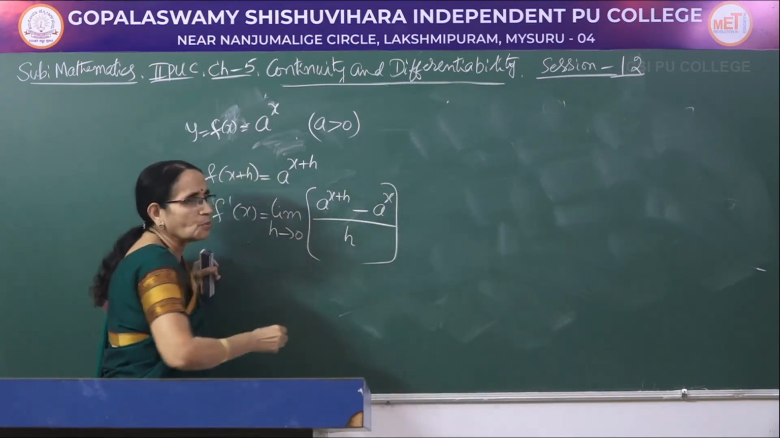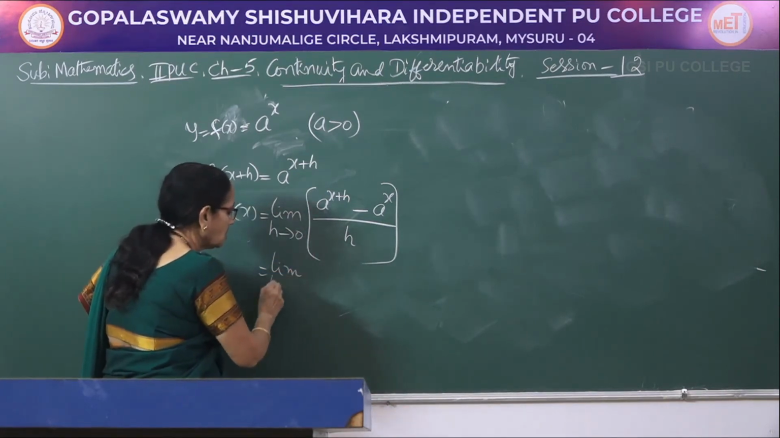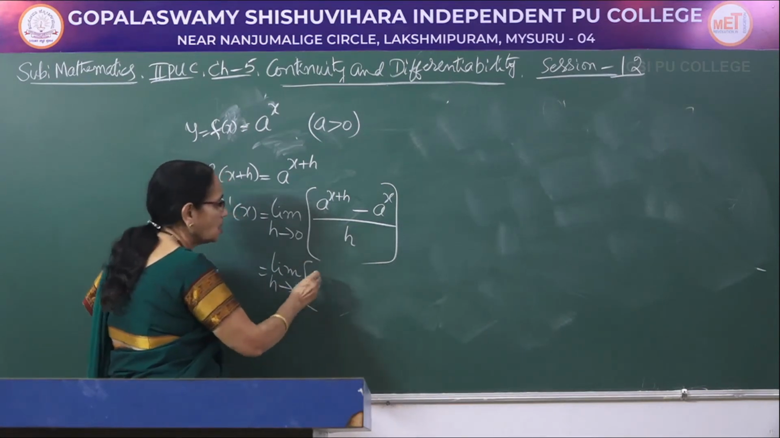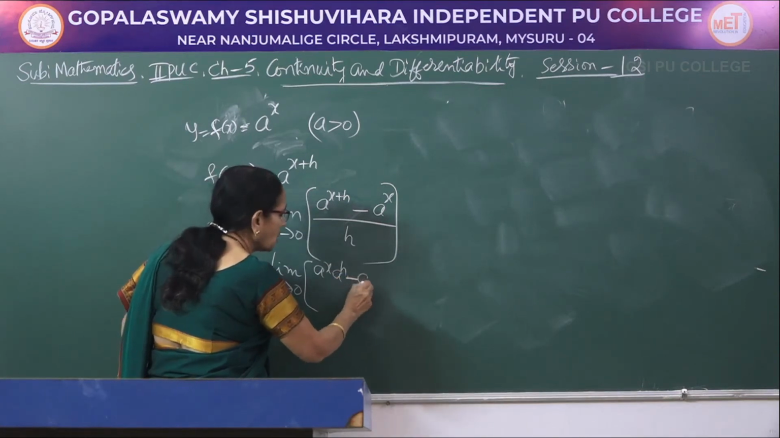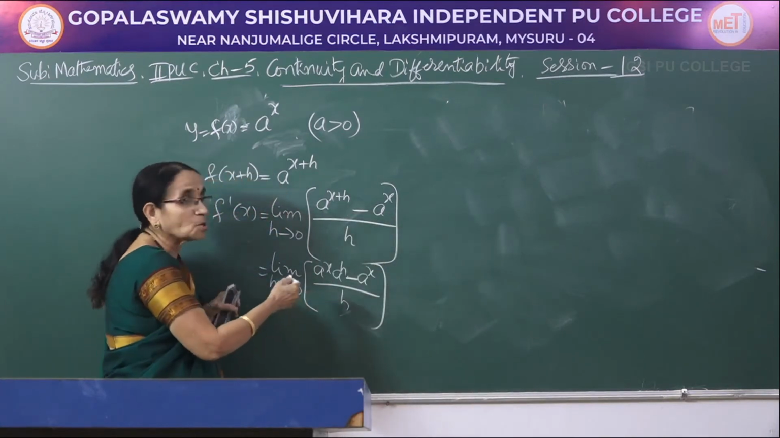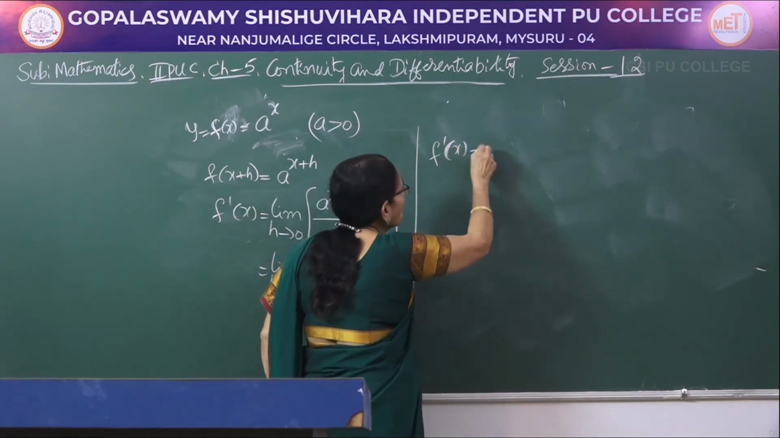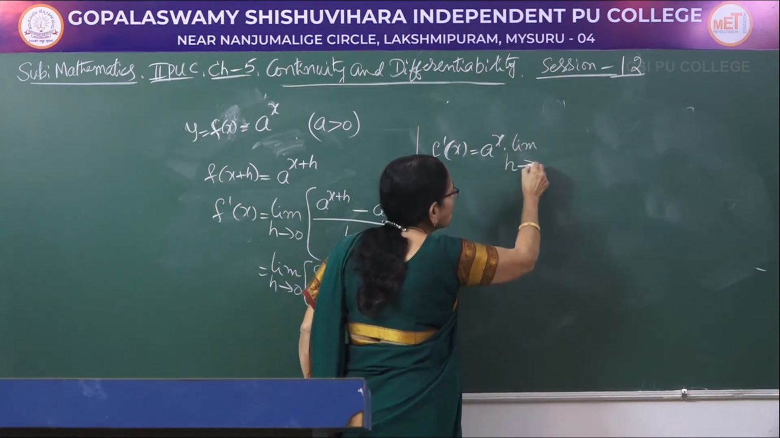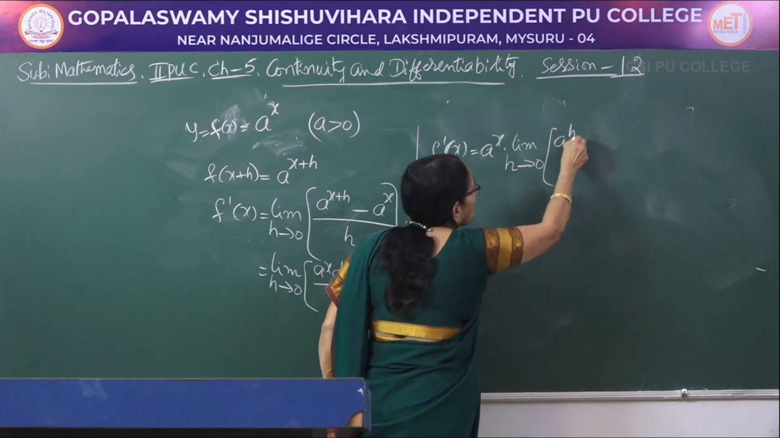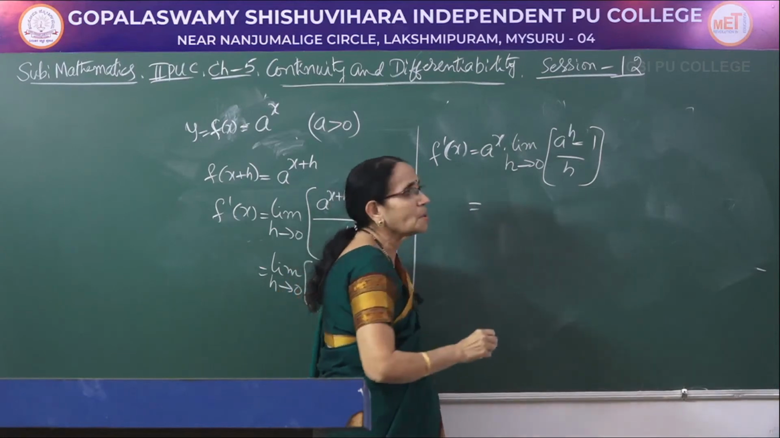Now, again it is of the form a to the power m plus n. So, applying the law of the indices, limit h tending to 0 of, write it as a product, a power x into a to the power h minus a to the power x, divided by h. Now, a power x which is free from h, the limit does not apply to that one. So, it can be taken outside the limit sign. So, write the remaining function, limit h tending to 0 of a to the power h minus 1 over h. Now, we have to take the limit of this one.